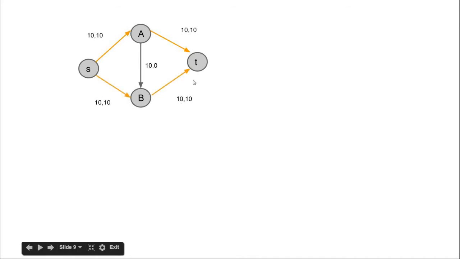So the total flow is 20 along these two augmenting paths. There are no more augmenting paths. So this is the max flow.